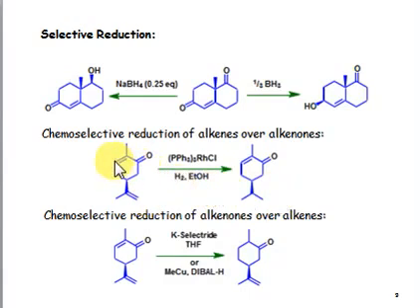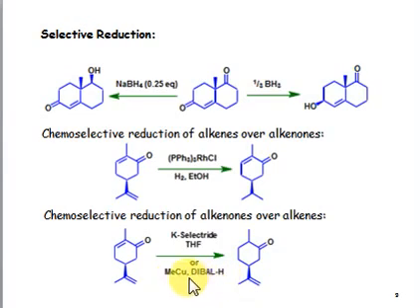So this is the selectivity when we have two same functional groups present. So here we have a carbon carbon double bond and also we have a carbon carbon double bond, but the carbon carbon double bond of the simple alkene is preferred by using this reagent, right? Again we have this system again, and now we are preferring to reduce the enone over the alkene, right? Then we have to use this reagent which is K-Selectride, solvent is THF, or instead we may use cuprate, methyl cuprate in presence of DIBAL, right?